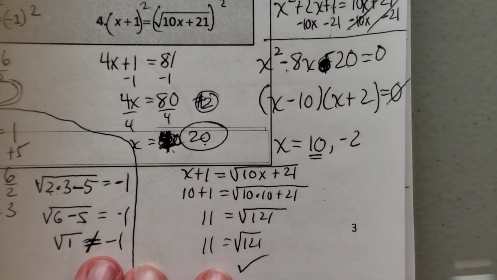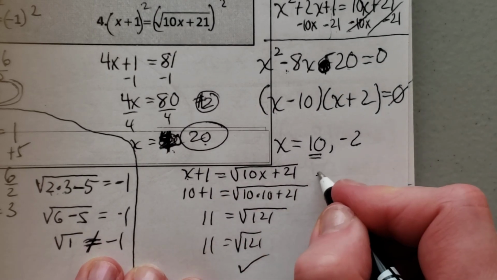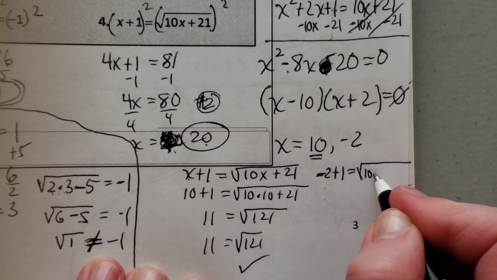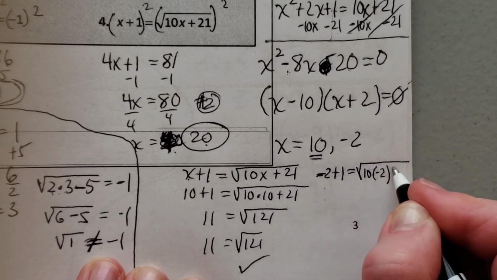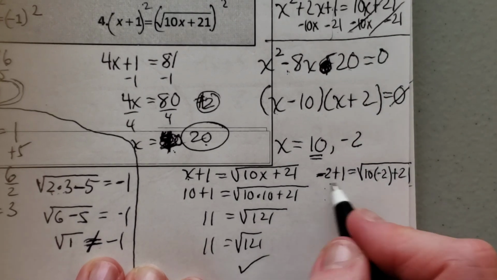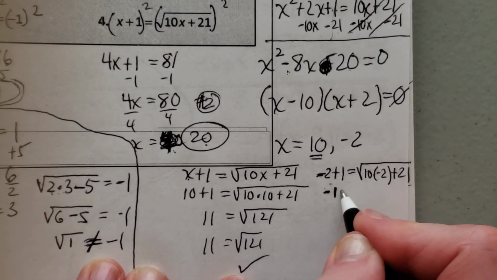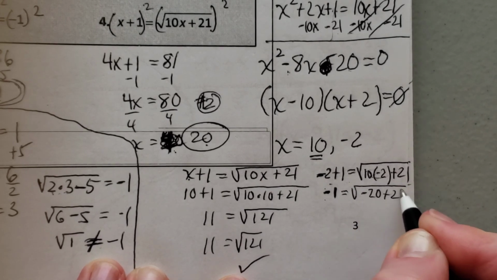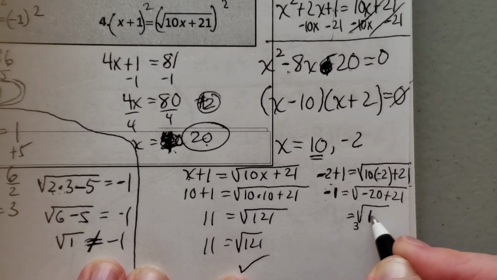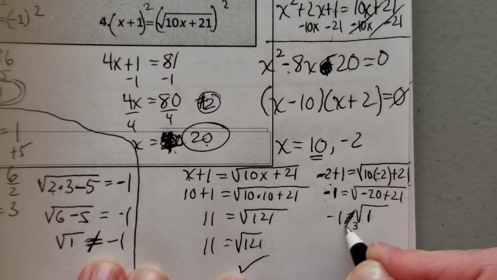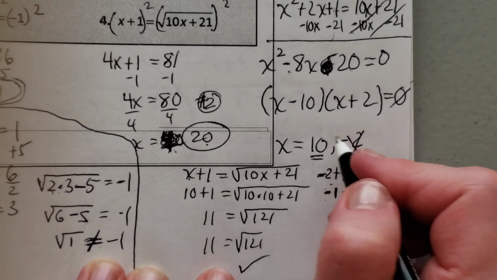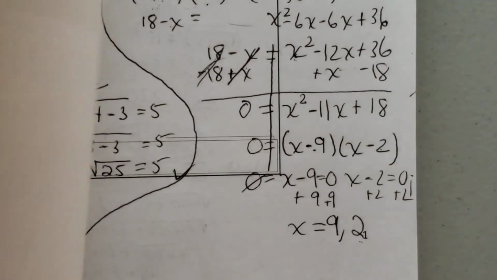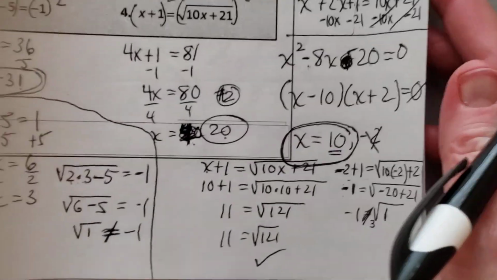Now I'm going to try negative 2. So if I plug in negative 2 plus 1 is equal to the square root of 10 times negative 2 plus 21. So negative 2 plus 1 is negative 1. This would be negative 20 plus 21, which would be positive 1. Is the square root of positive 1 negative 1? No, it's not. I'm going to get rid of negative 2, and my only solution is x equals 10, because when you check it, you find out that negative 2 doesn't work.